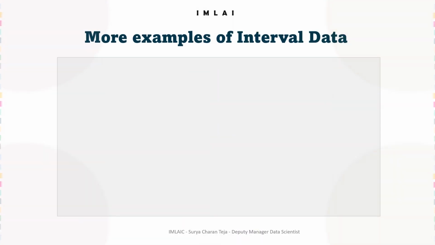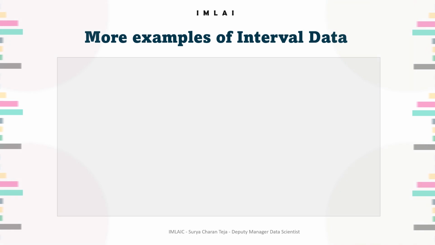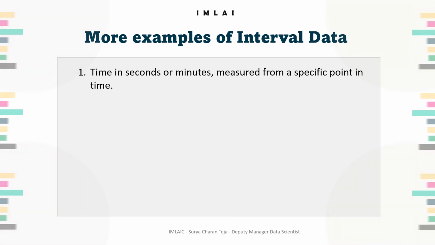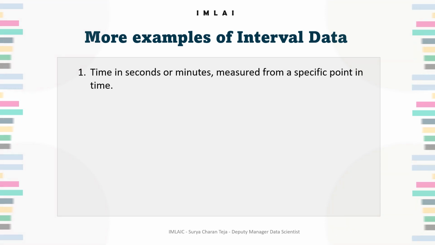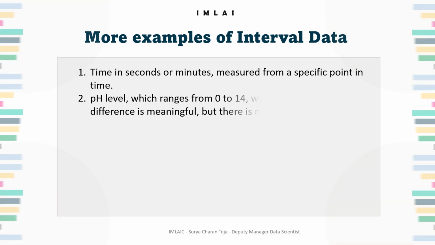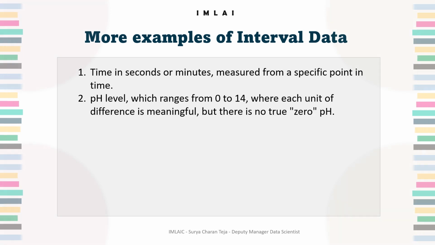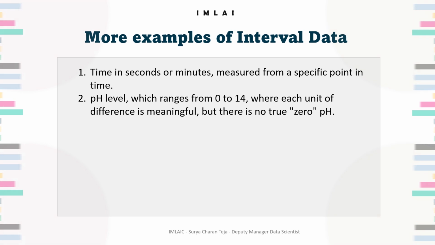Now let's look into a few more examples of interval data. Other examples of interval level data may include time in seconds or minutes measured from a specific point in time, and pH level, which ranges from 0 to 14, where each unit of difference is meaningful but there is no true zero for the pH.